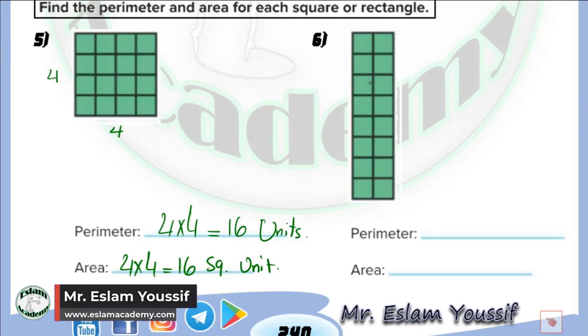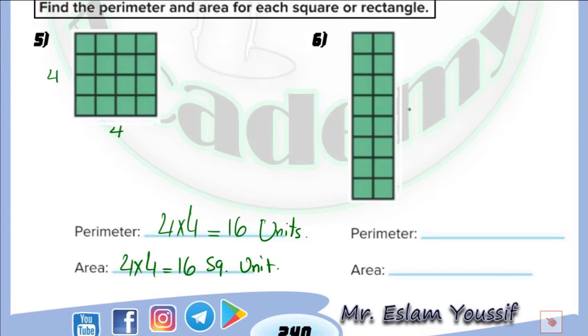Now in question number 6, you will find that the length of the rectangle is equal to 8 and the width is equal to 2. So the perimeter will be equal to length plus width, multiplied by 2, which is 8 plus 2, times 2. So 8 plus 2 equals 10, times 2 equals 20. So that will be equal to 20 units.